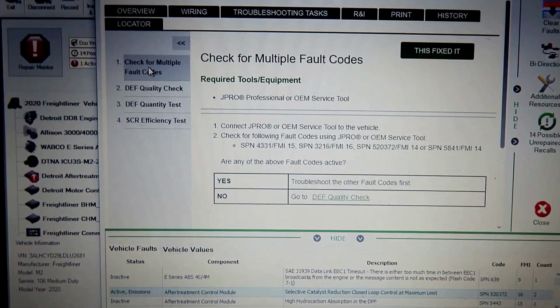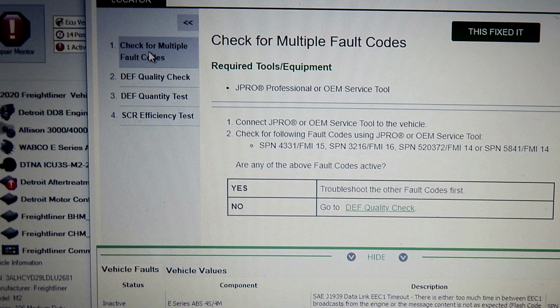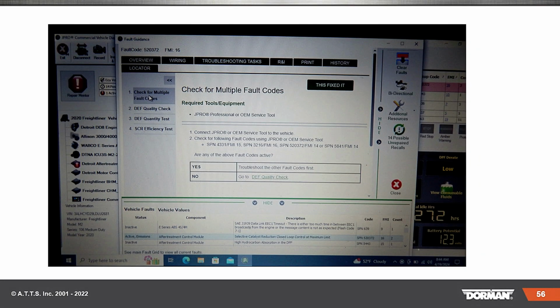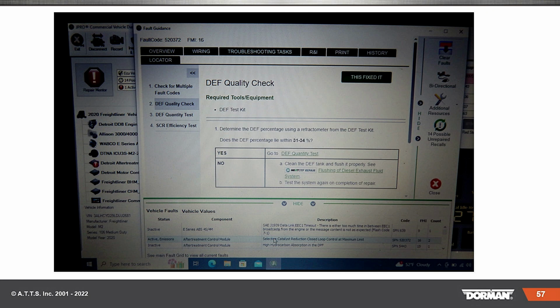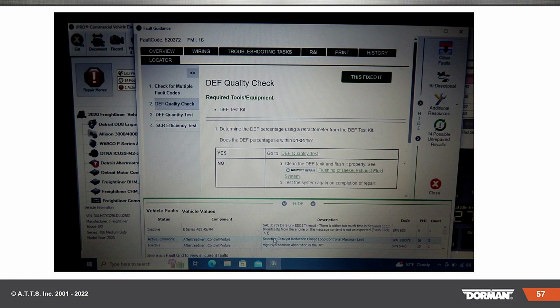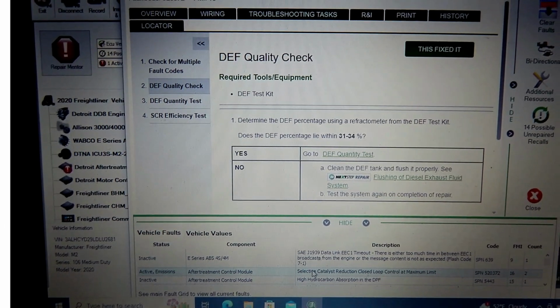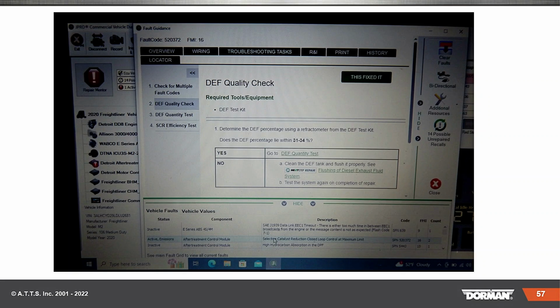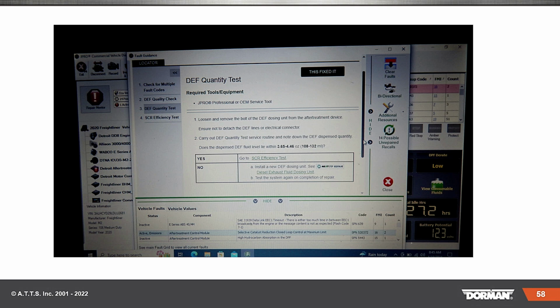What this is going through, if you look over here, is connect the JPro to your tube, and so on. Then it's going to go yes, no, everything else. I'll get you to the next slide, and hopefully it's in your handouts. Oh, I screwed up here. Okay. It basically says determine DEF percentage using a refractometer, and that's the point I was trying to get at over here. So you follow the prompts.